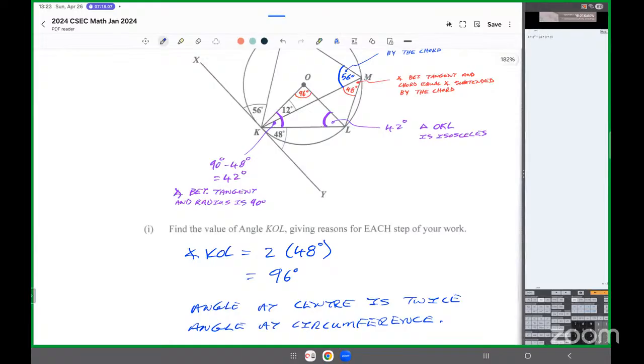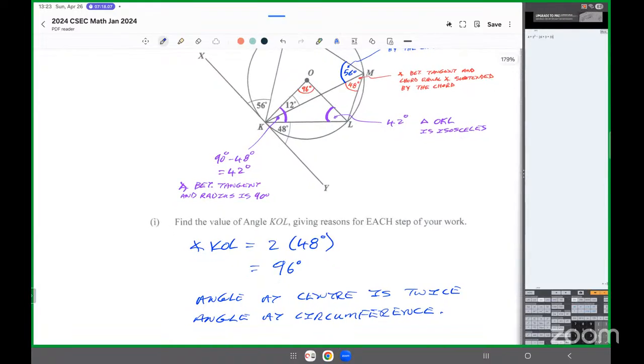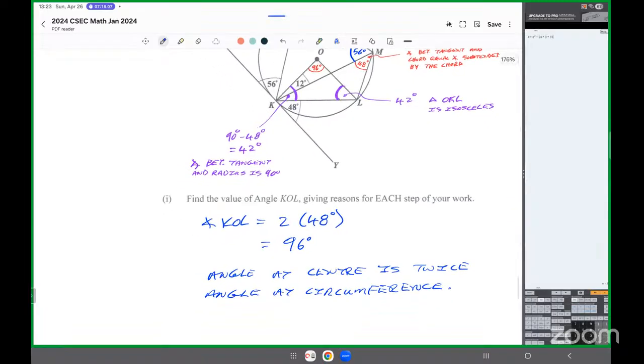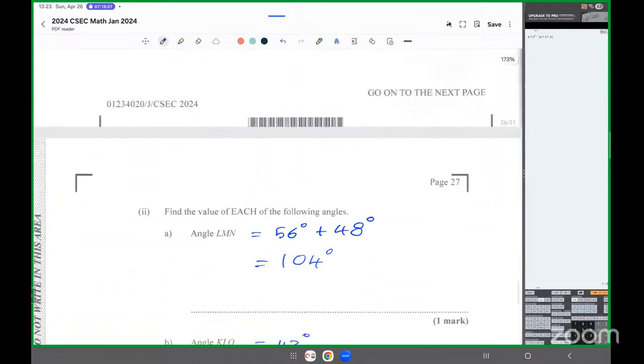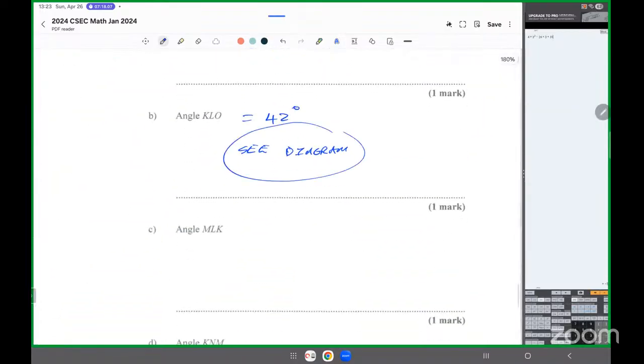All right, so that is 42 degrees. I just took the figure that they tell me and wrote it down. 42 degrees. So that's what it says: see the diagram for this reason. It's on the diagram.